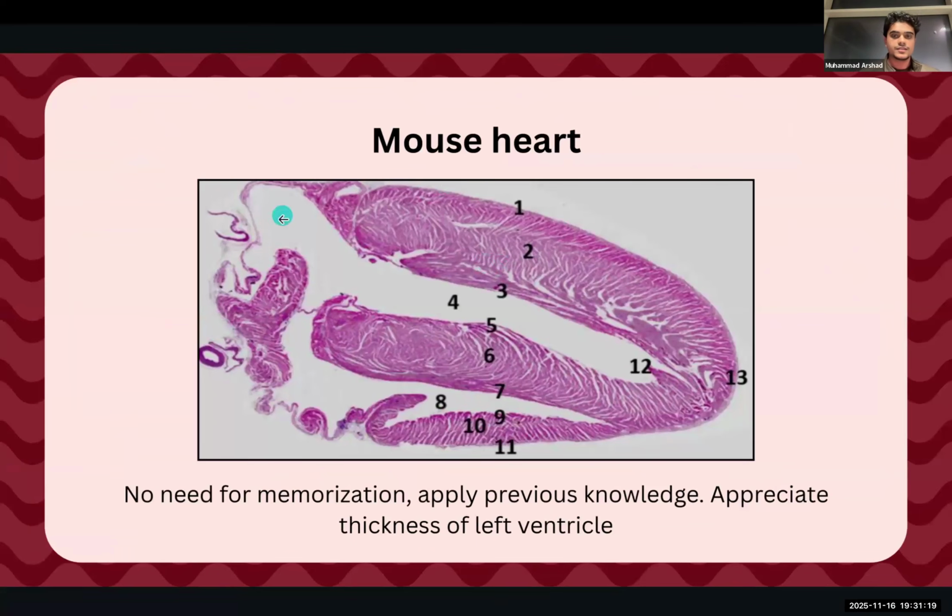Okay, so this is a histological slide of a mouse heart. To be honest, you don't really need to memorize this at all because you can just use your previous knowledge that we spoke about. So this is obviously the outermost layer. This is the epicardium, this is the myocardium, this is the endocardium. Again, we're looking at endocardium because this is dealing with the blood over here. Myocardium, endocardium. This is obviously epicardium because it's the outermost layer.